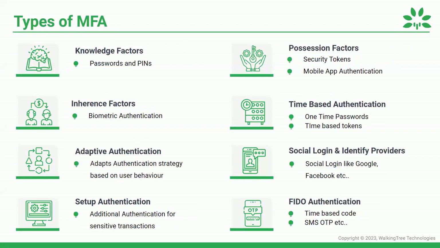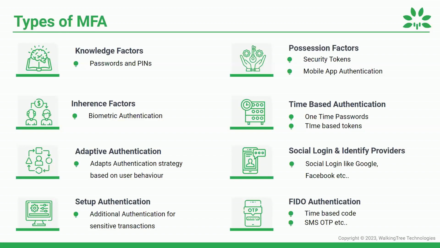Now, coming to the real implementation of these factors, these are the different types of MFAs that can be implemented. Different types of factors can be implemented to meet the MFA needs of your IAM solution. Seeing in detail, passwords and pins, which is the basic thing, are single factor authentication. If you are using only one factor to identify, authenticate and authorize a user, that comes under single factor authentication. So the knowledge factor, which is very obvious, is passwords and pins.